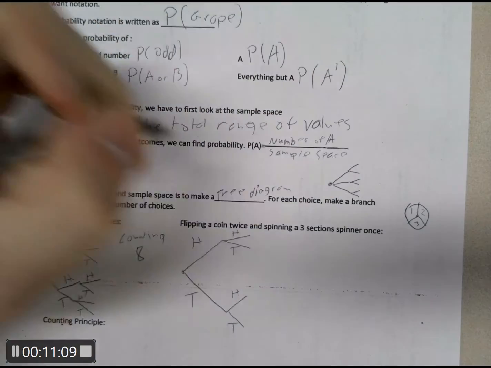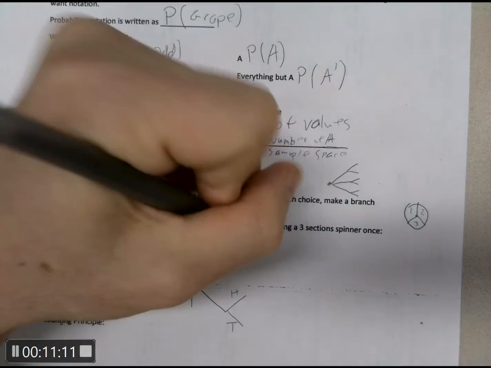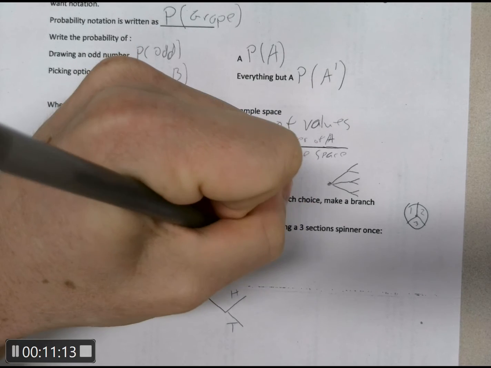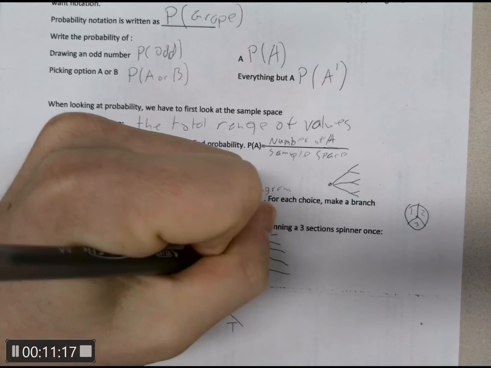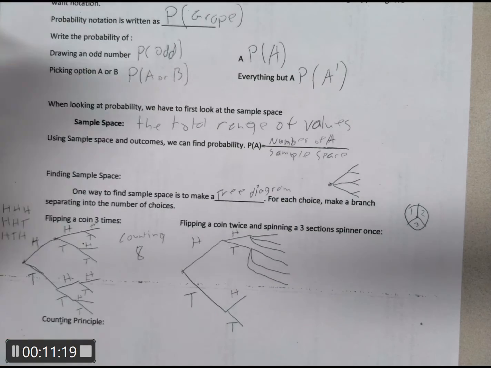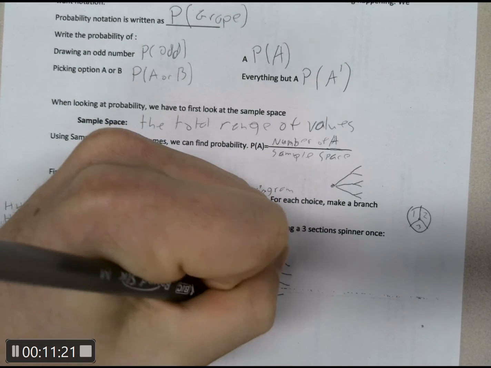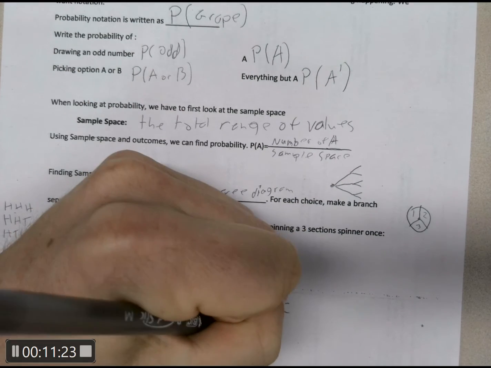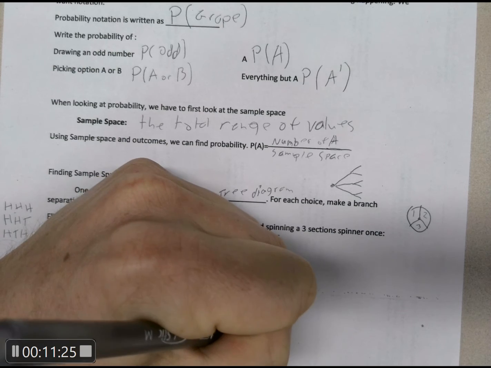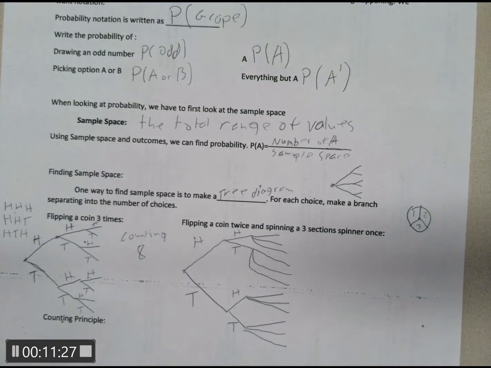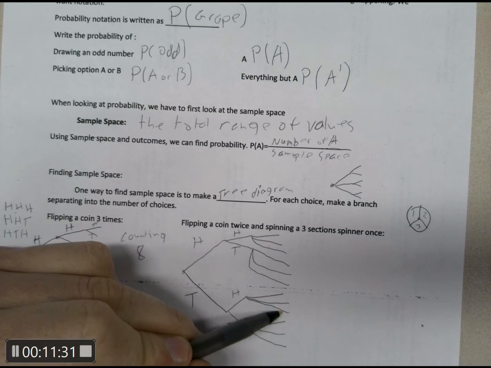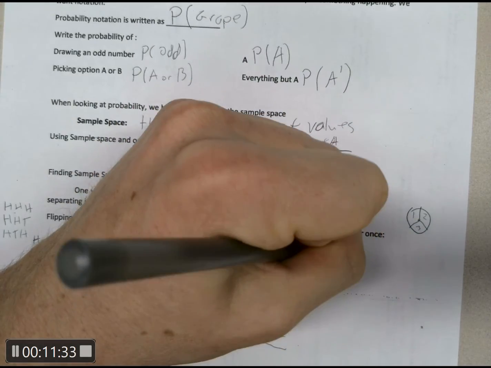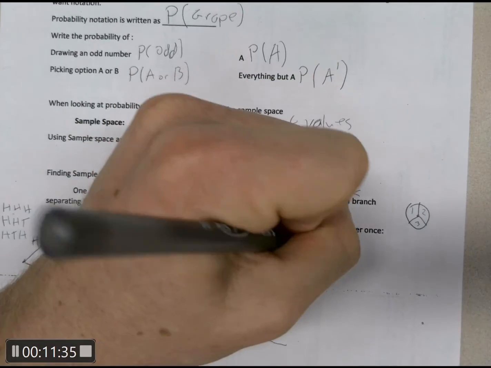And for when we spin the spinner, we have 3 options. You can either get option 1, option 2, or option 3. So when you count these, you have 1, 2, 3, 4, 5, 6, 7, 8, 9, 10, 11, 12 total possible outcomes. Okay?